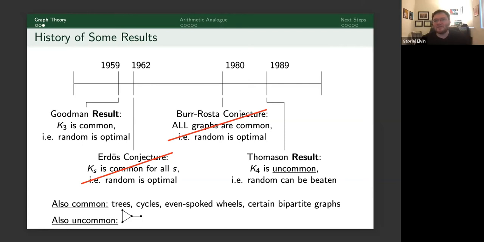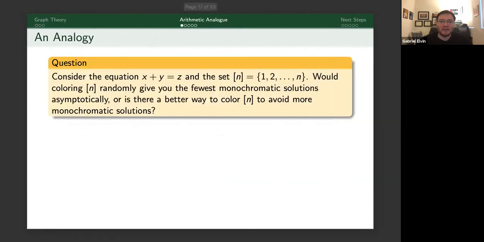There's still lots of work being done in this area, but this work led to an arithmetic analog. I'll make a quick analogy with the triangles inside of the Kn question. Now we'll consider the equation x plus y equals z, that's taking the place of the triangle, and the set of integers 1 up to n, that's taking the place of the Kn. Would coloring these integers randomly give you the fewest monochromatic solutions asymptotically? Or is there a better way to color those integers to avoid more monochromatic solutions? And here by monochromatic solutions, again, I just mean every integer that's in the triple of the solution is the same color.